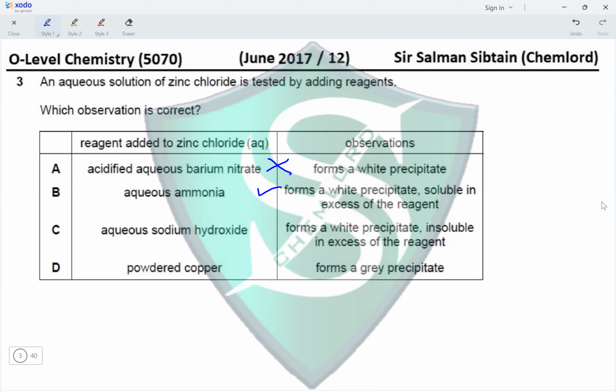Then we have aqueous sodium hydroxide forms a white precipitate insoluble in excess of the reagent. Zinc ions will be soluble in excess of the reagent. Calcium ions will be insoluble. Powdered copper forms a gray precipitate. Copper is less reactive than zinc, so copper will not displace zinc in zinc chloride, so this reaction will not happen. So the correct option for this question is option B.